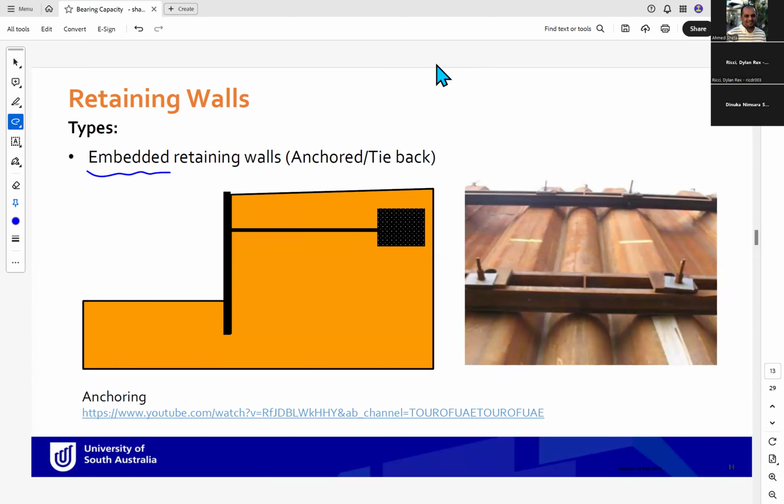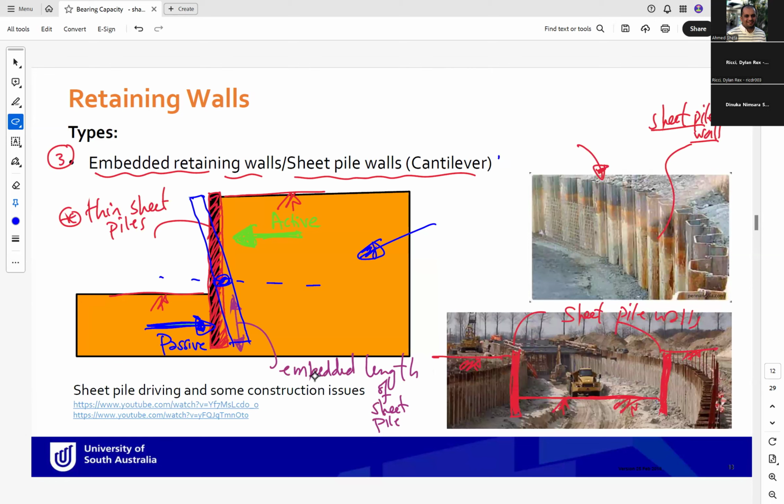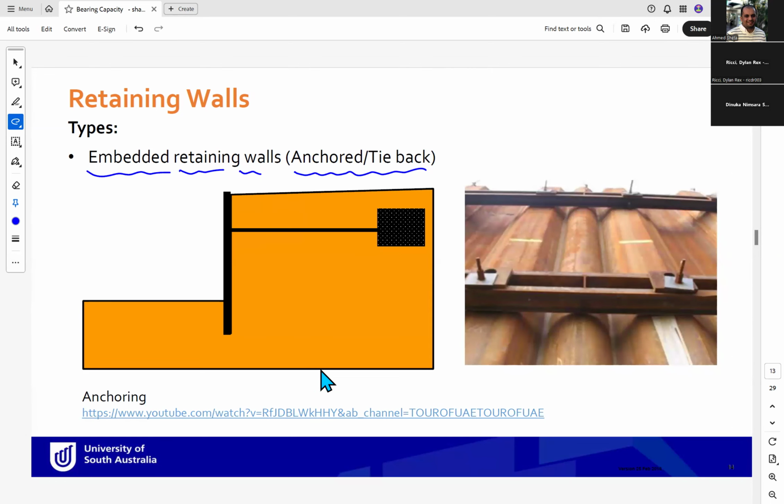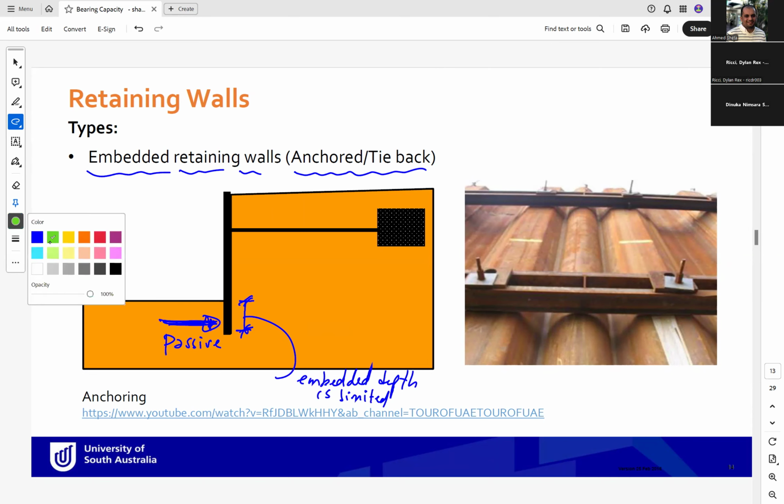Okay, in some cases, we have a special type of embedded wall, which is called an anchored tieback. So we can have cantilever sheet piles only, without a tieback or anchored tieback. In some cases, we don't have enough driven depth or embedded depth. So the embedded depth is limited or small, and the passive pressure from this side will be very low compared to the active pressure from this side.